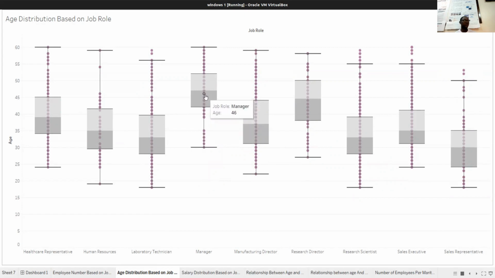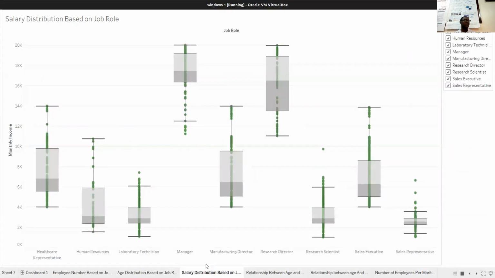There's a lot of information we can extract from this, but furthermore, we can see that we have some outliers for job roles. That's the laboratory technician, where we have some unusually old people. And also with the research scientist group, we have unusually old people, same as the sales executive and the sales representative departments.